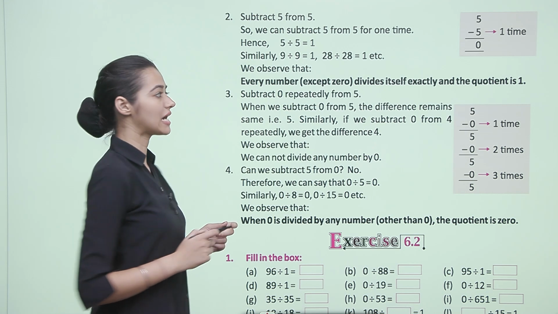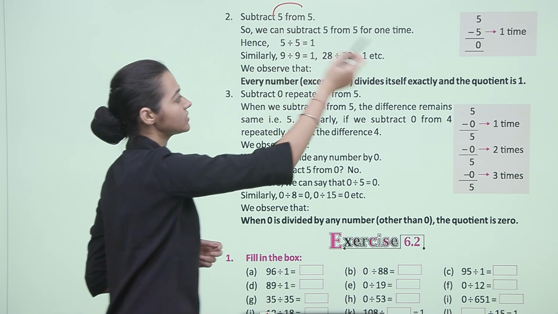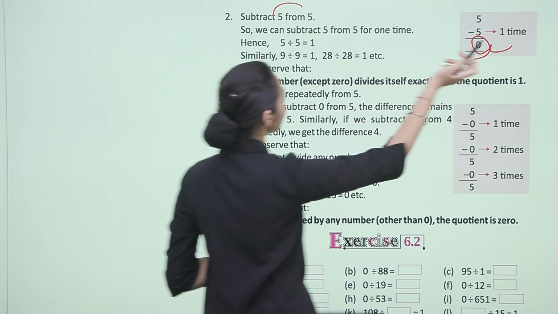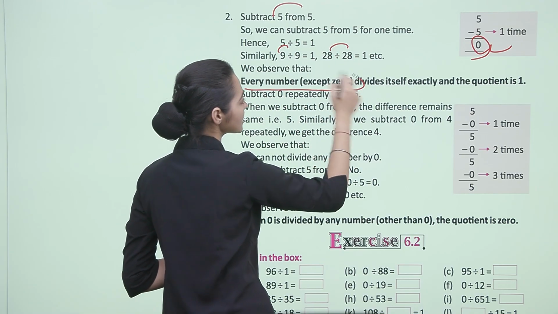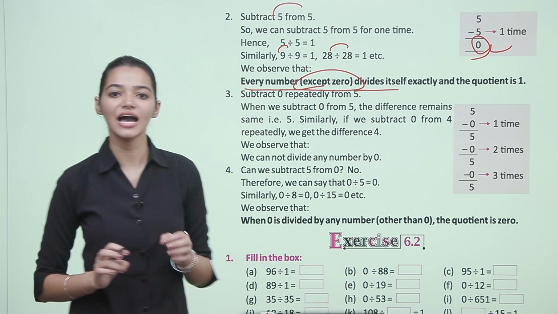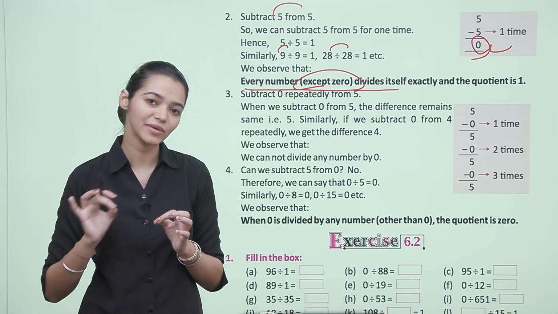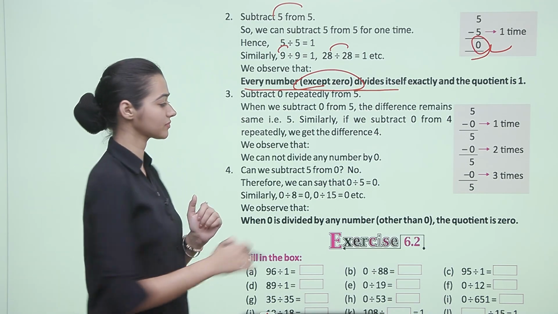Now next rule says that when we subtract 5 from 5, that means 5 minus 5 is 0 in one time itself. 9 divided by 9 is also 1. So every number except 0 divides itself exactly and the quotient will always remain the same, that is 1.